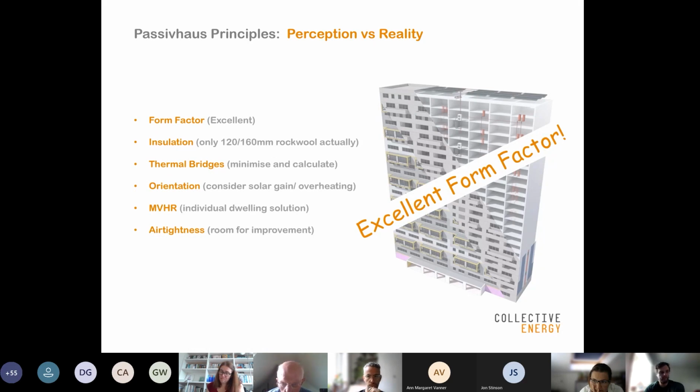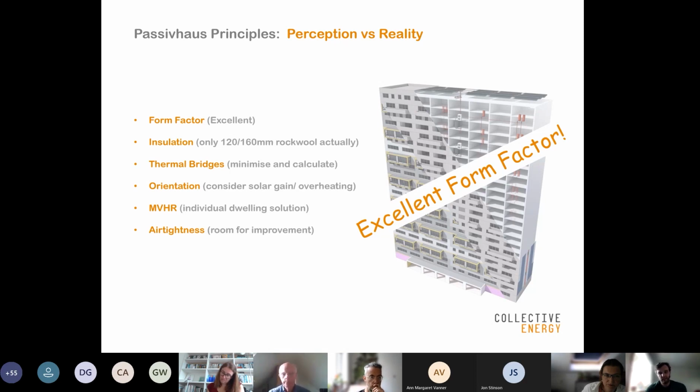So on a one-off domestic house, you might be having wall thicknesses of about 500 to 600 mil overall. On this, in terms of the insulation thickness, we've only put 120 mil of rock wool on the wide elevations, and we added a little bit more to the gables. So those flats, which had slightly more thermal envelope, were compensated. We looked at minimizing the thermal bridges wherever possible and calculating any residual losses that were there. The orientation's pretty much fixed, but we had to be mindful of solar gain and potential for overheating.